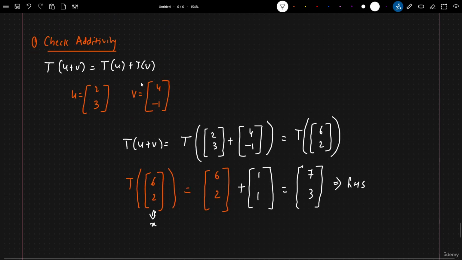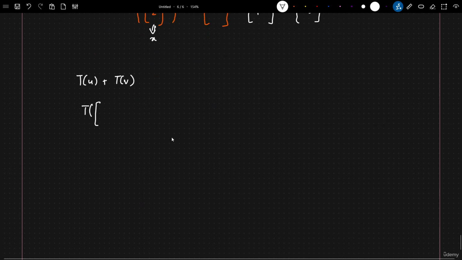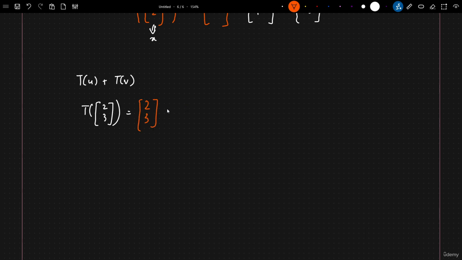On the RHS side, I have to take T of u plus T of v. Now let me calculate this transformation of u plus transformation of v. What is transformation of u? I will take this vector. What is my vector u? It is 2, 3. If I'm applying this transformation, it is 2, 3, and I'm going to add it with 1, 1. This is the transformation that we are specifically doing, and if you see this, it is 3, 4.